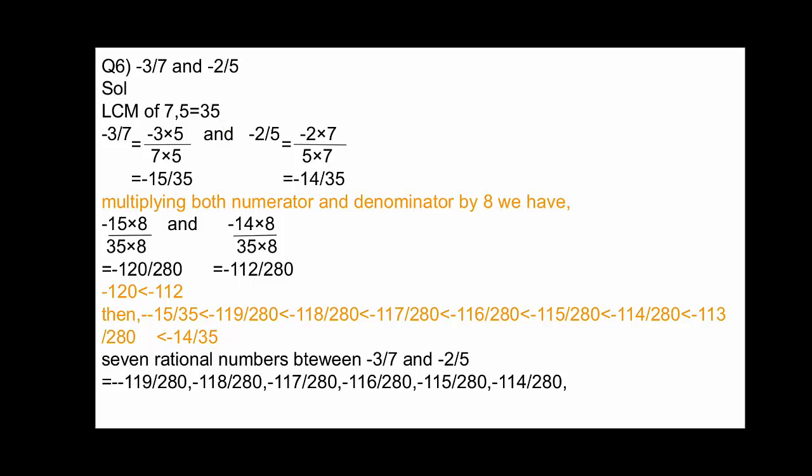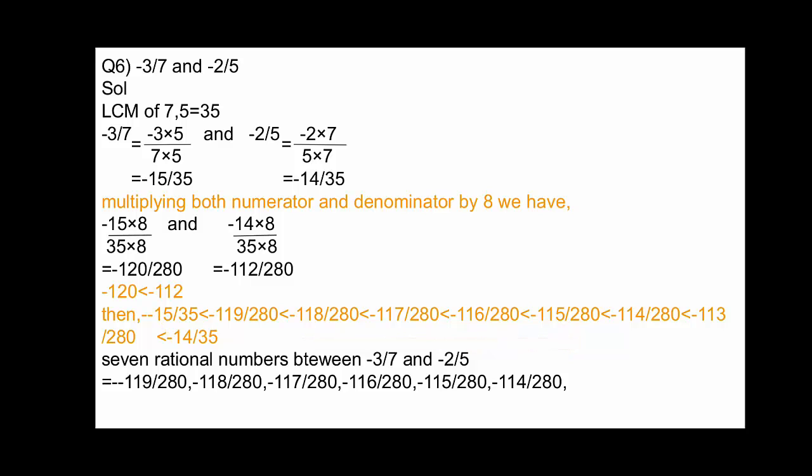Now there are no rational numbers between minus 15 and minus 14. So what you can do is multiply with another number 8 on both the numerator and the denominator. So multiplying with 8, this fraction will become minus 120 divided by 280, and this fraction will become minus 112 divided by 280. So now the numbers between minus 3 by 7 and minus 2 by 5 are these numbers.